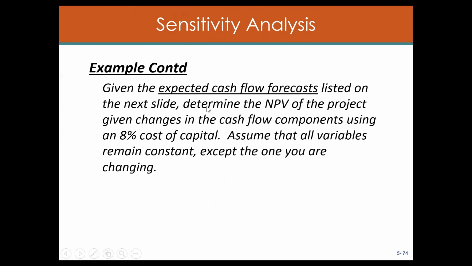So given the expected cash flow forecasts listed on the next slide, determine the net present value of the project given changes in cash flow components using 8% cost of capital. Assume that all the variables remain constant except that the one that you are changing. See, you are just changing one critical variable over here, the cost of capital.